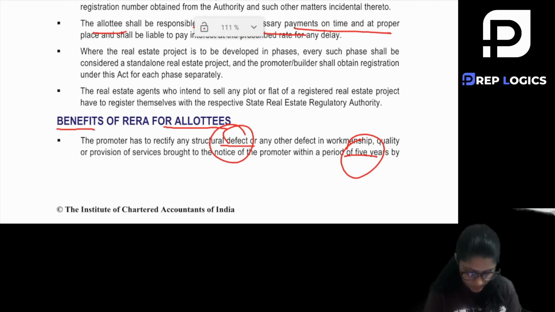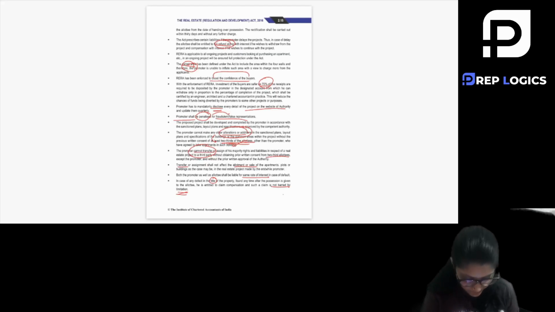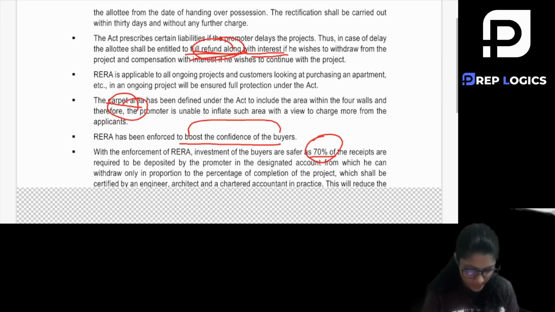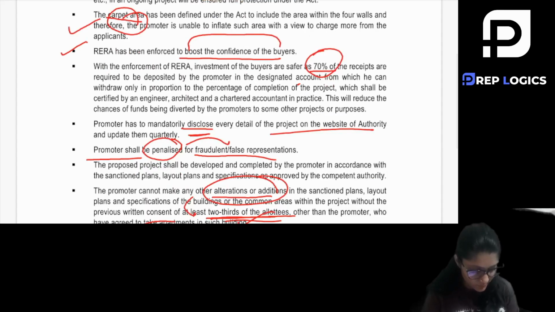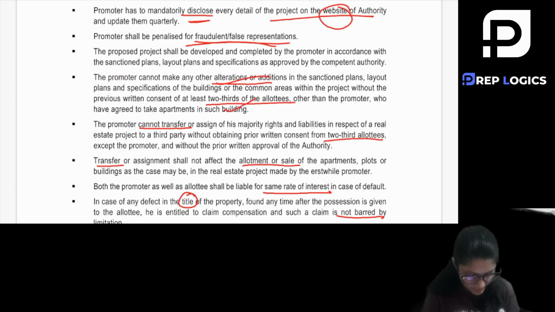The benefit of RERA to the authority, we all know that the same thing, the defect has to be rectified within 5 years. This is the benefit given to the authority. If there is any problem, the refund will be liable with interest as well. The carpet area has been defined. It boosts the confidence of the buyers. The 70% amount must be kept with the scheduled bank. On the website, all the disclosure must be there. If there is any false representation, he will be penalized. Any alteration needs 2/3 of the allottee permission beforehand.